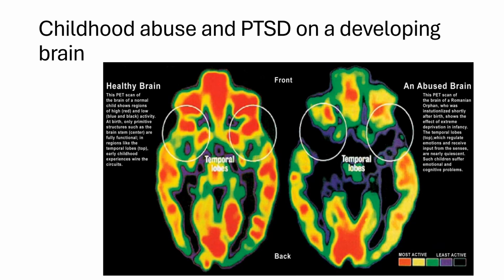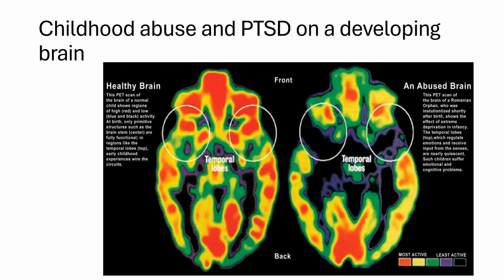PET scanning can also be used to look at the effects of childhood abuse and PTSD on a developing brain. On the left, you see an FDG PET scan of a healthy brain, and notice the areas of red are increased uptake, and the areas of blue and black have the least amount of uptake. And this one on the left demonstrates normal childhood activities, normal childhood experiences, and the fully functioning, normally developed brain.